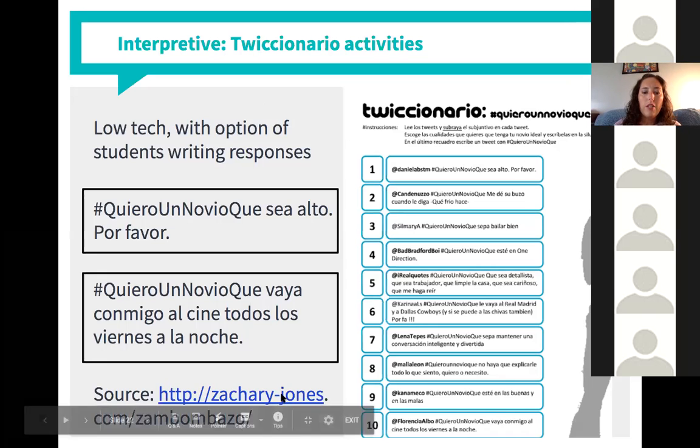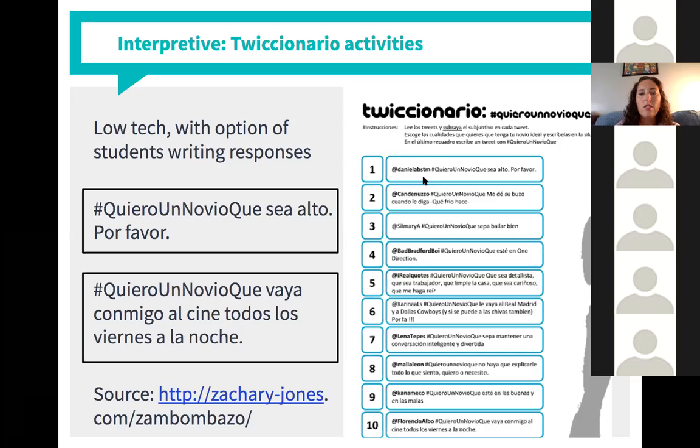So this hashtag is an example. This is from Zachary Jones, and he has Spanish resources online. Basically it's just the text of all the tweets, copied, and then it has a number down the side for reference. And so they have used the hashtag as a sentence starter. So it says, I want a boyfriend that.